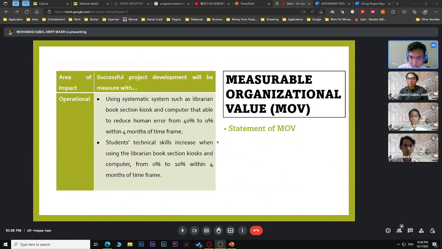Area of impact again, the operational. The successful project development will be measured by using the systematic systems such as a librarian book section kiosk and computer that are able to reduce human error from 40% to 0% within a 4 month time frame. And also students' technical skill will increase when using the librarian book section kiosk and computer from 0% to 10% within a 4 month time frame.